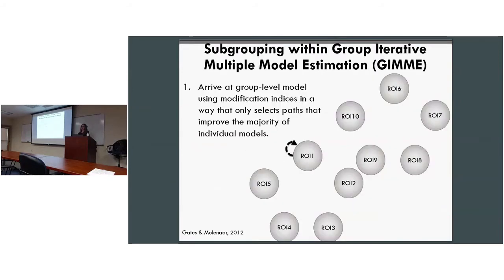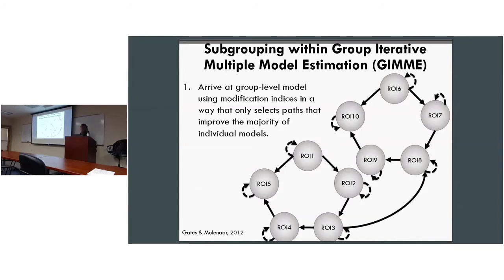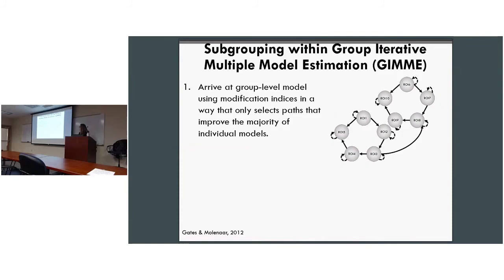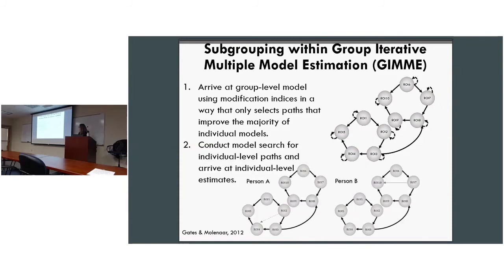So this is what it looks like. We start with an empty model, and then one by one we open up the paths. In functional MRI data, it tends to be the autoregressive paths that are opened up first because there's such a lagged influence. So we arrive at our group level map, and then we can also arrive at individual level maps. Right down here, we have our gray paths, which would indicate person A, person B, and note that they all have the same group level paths.